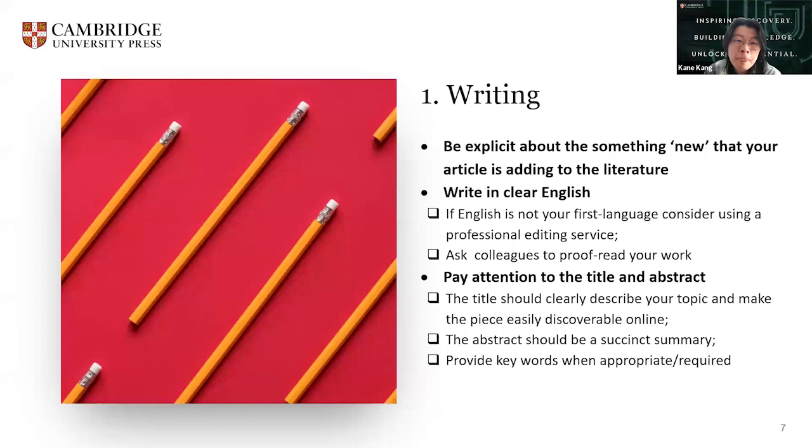When writing, be explicit about something new that your article is adding to the literature. Make sure that you cite and reference correctly, and write in clear English. We've talked about the ABC effective writing rule: accuracy, brevity, and clarity. When you're writing, go to the point directly. You should be able to express your argument in a single sentence.